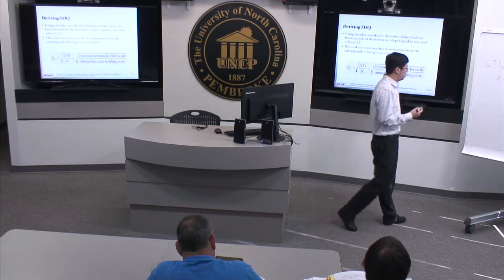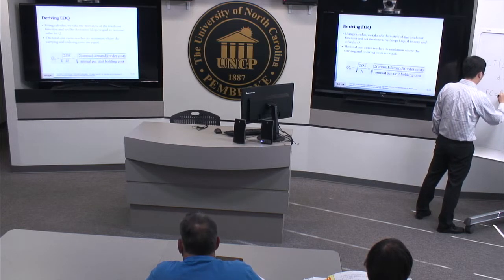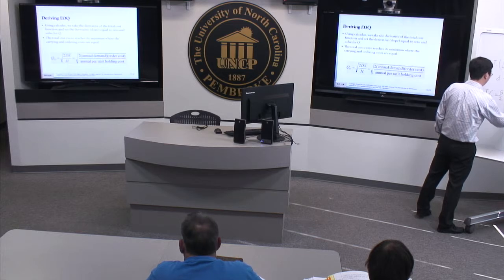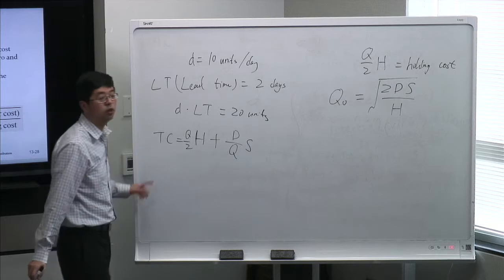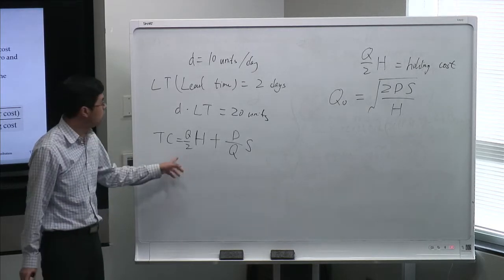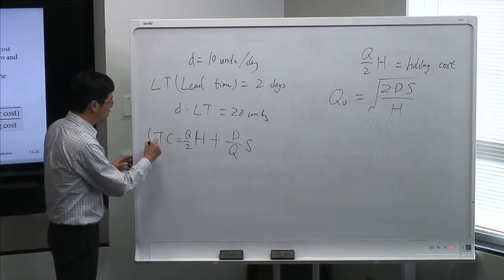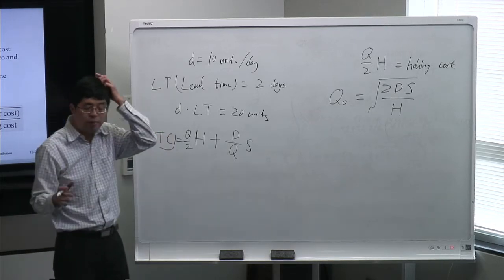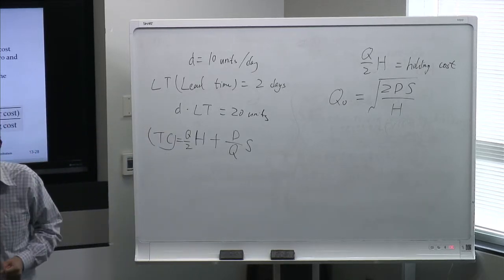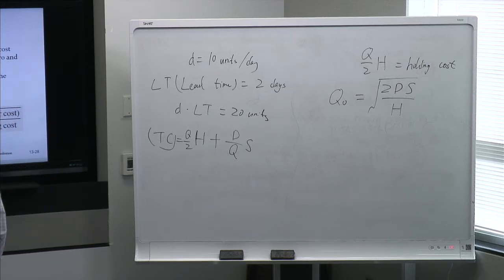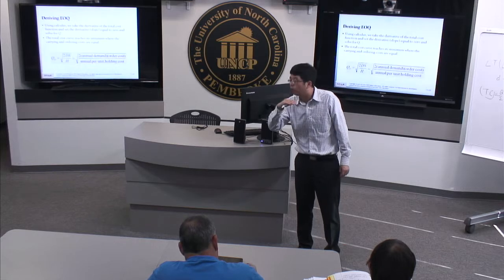Why we got this formula: we have a total cost function, Q divided by 2 times H plus D divided by Q times S, right? That's our total cost function, a function of Q. Then we want to find a Q to minimize this function. You remember in calculus, we take the first derivative of a function, set it equal to 0, and solve this equation. This equation will tell us the optimization points.